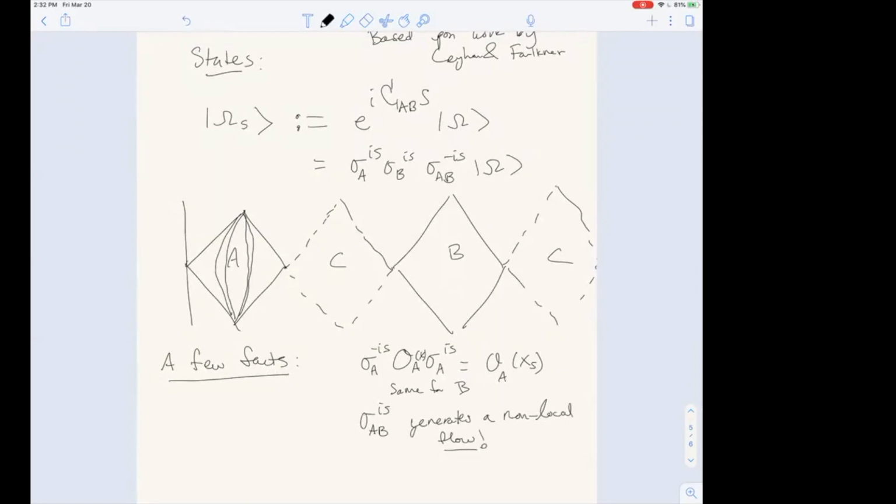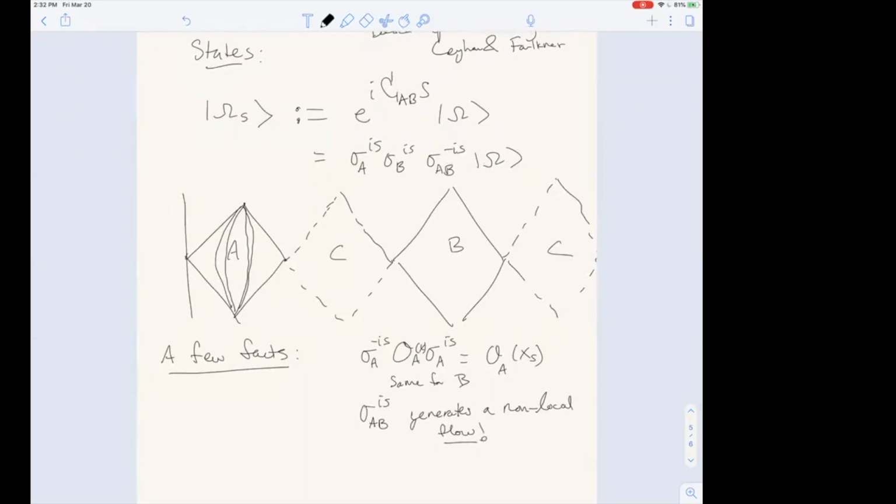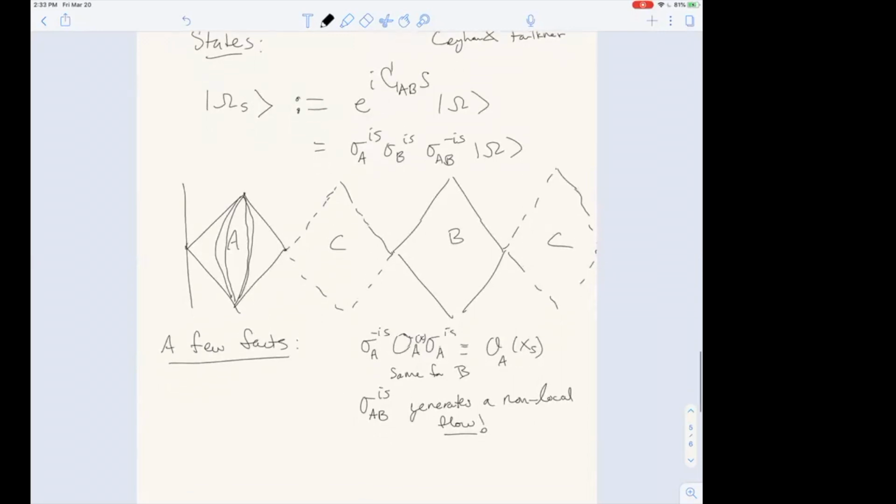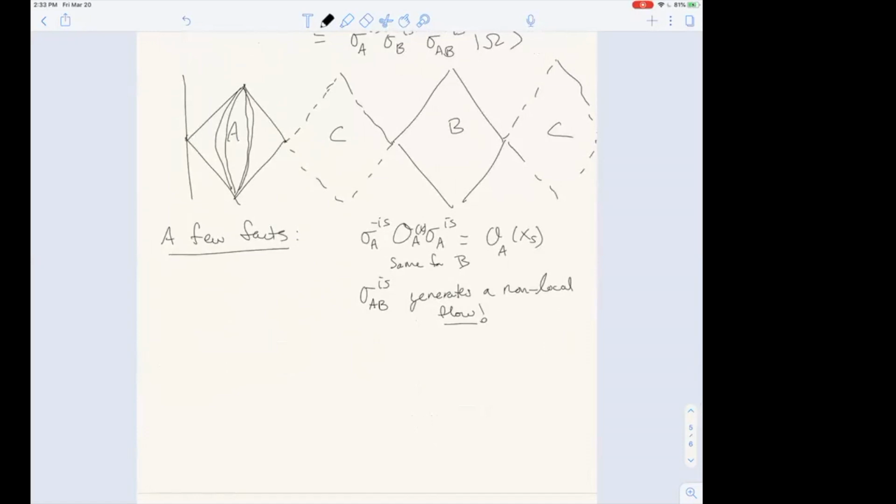So this non-local flow is highly theory dependent. In certain very special cases, like for free scalars or free fermions, it's been understood. But in general, it's a really hard problem, and we don't really know how to tackle it. But here, I thankfully won't need to know much about it at all. The reason I won't need to know much is a fact.